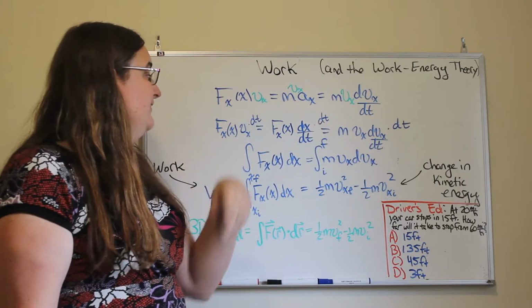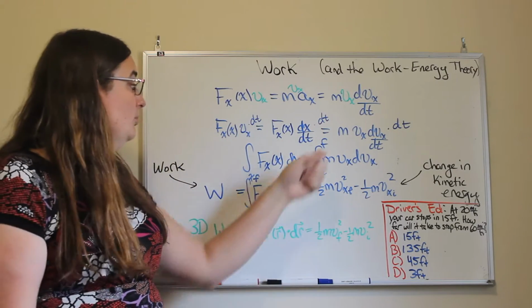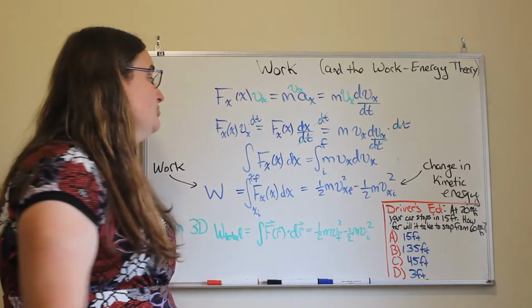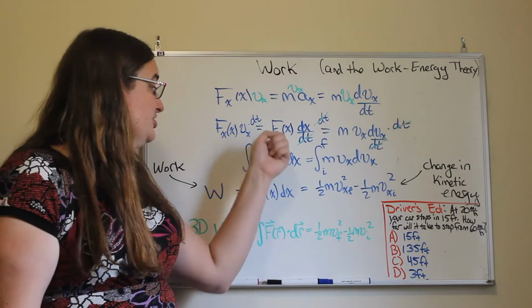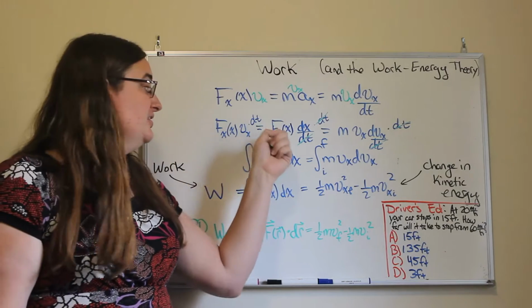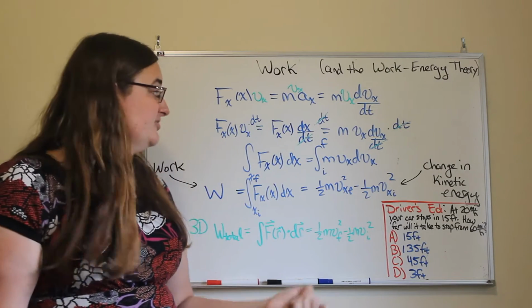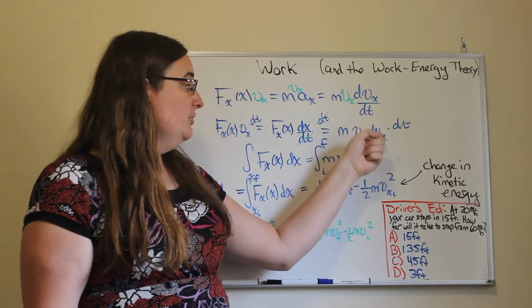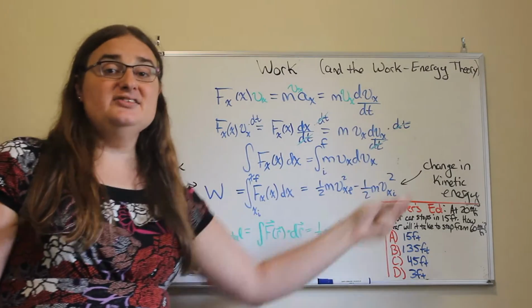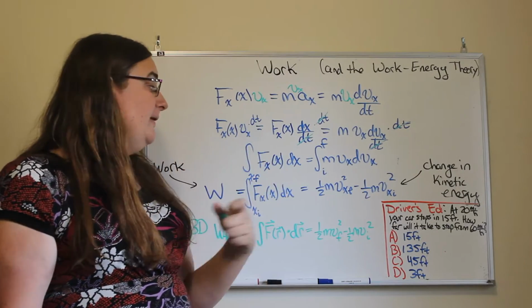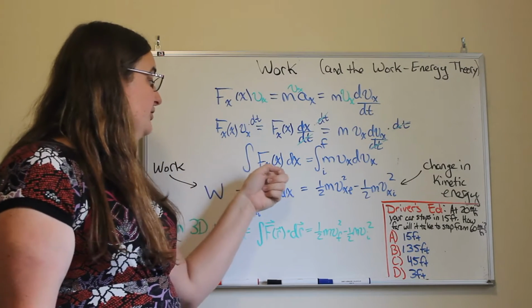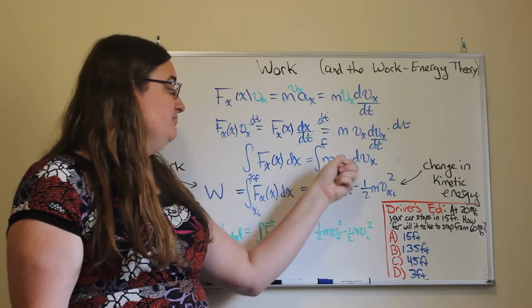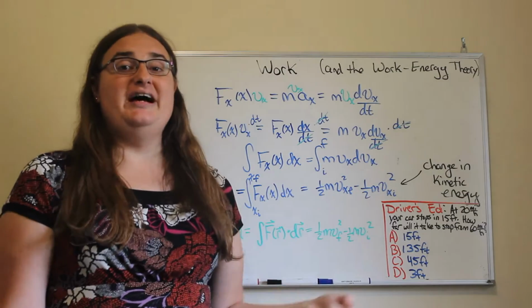So let's multiply by this differential element dt. Well, if we do that, then dt cancels on the two sides of our equation, so we have our force in the x direction as a function of x times differential element dx, and then we'd have m times our velocity in the x direction times the differential element of the velocity in the x direction. So if we integrate both sides, we'd have the integral of force with respect to position, and we'd have the integral of mass times velocity with respect to velocity.